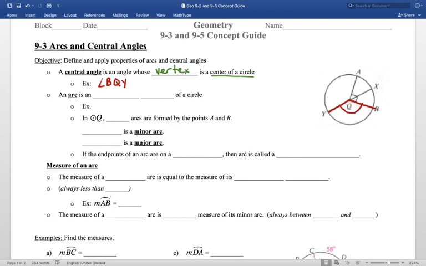Can you find any others? Good. Angle AQX is one. That's right. Any of these other ones that you can name that have Q as the vertex, AQI or whatever, those are all called central angles.